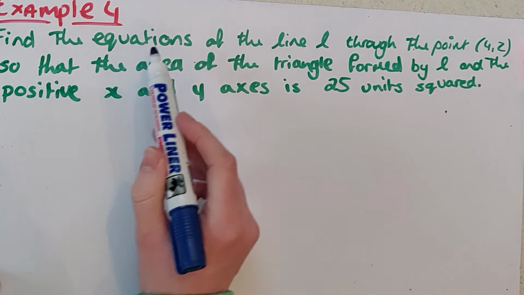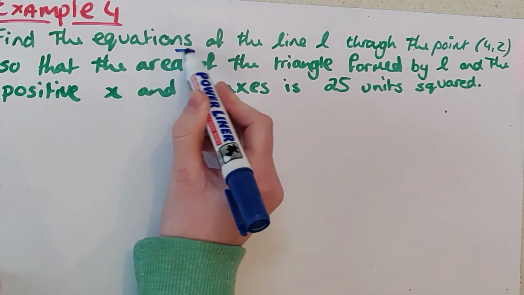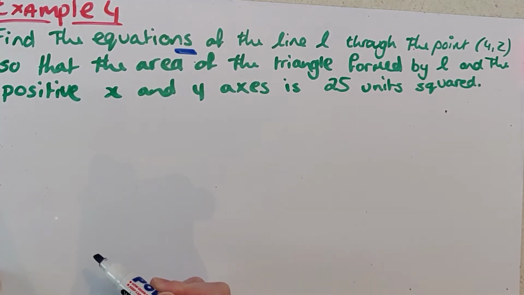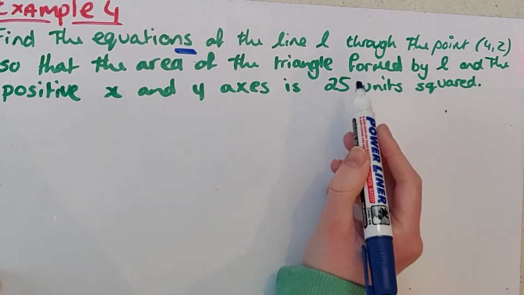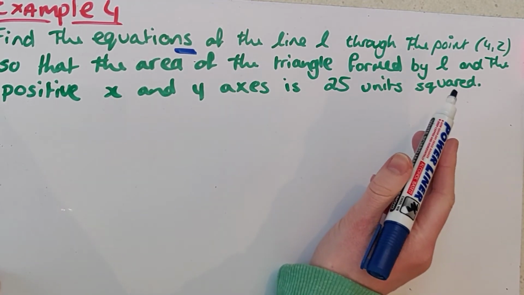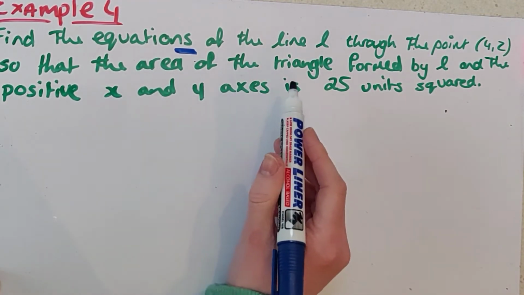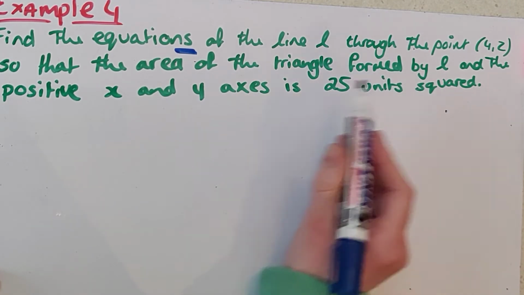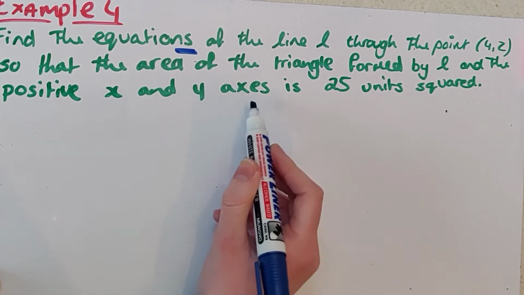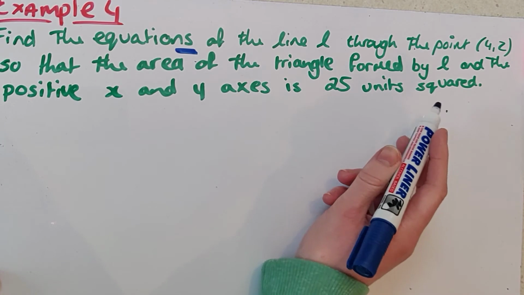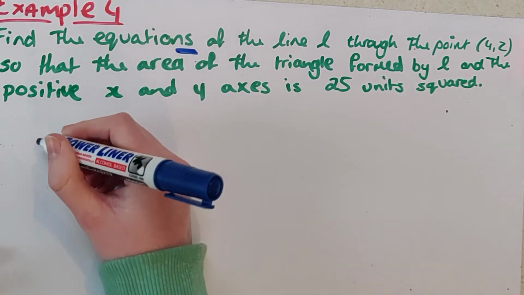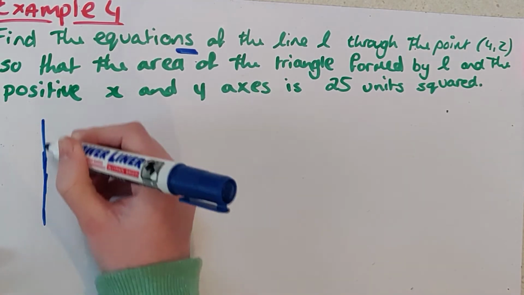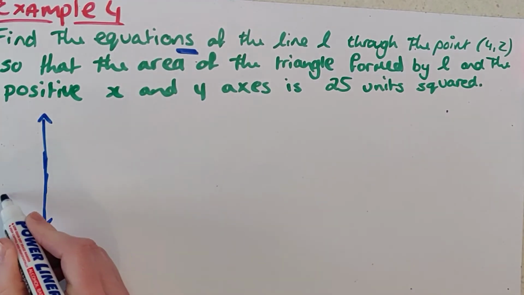So it says, find the equations. So straight away, I'm going to have more than one answer to this question. Of the line L through the point 4, 2, so that the area of the triangle formed by L and the positive x and y axes is 25 square units. So straight away, I know I need to sketch a coordinate grid, my Cartesian grid.